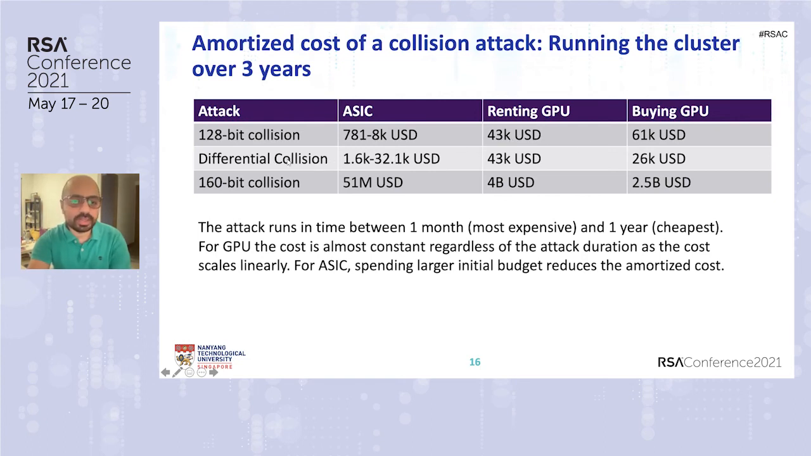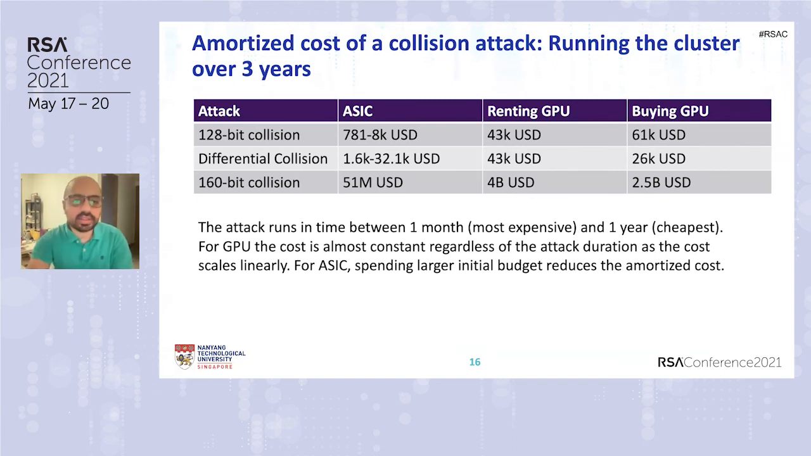For the differential cryptanalysis collision, the cost for ASIC is between 1.6K and 32K, depending on the speed of the attack and how many attacks we want over 3 years. Renting the GPUs is the same, 43K, while buying GPU is 26K. For the full generic collision on SHA-1, 160 bits, the cost for ASIC is 51 million, the cost for renting GPU is 4 billion, and for buying GPUs is 2.5 billion.